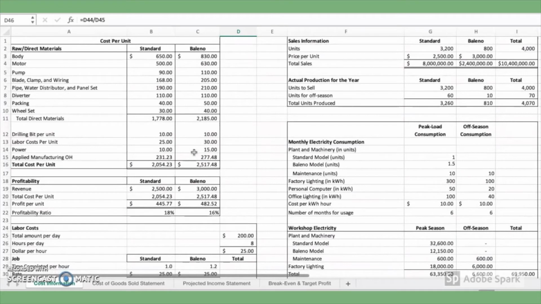So we come back up here, and we see that we put it in as our applied manufacturing overhead amount. And this is how, when we add everything up together, that's going to be our total cost per unit for both the standard and Bellino models.